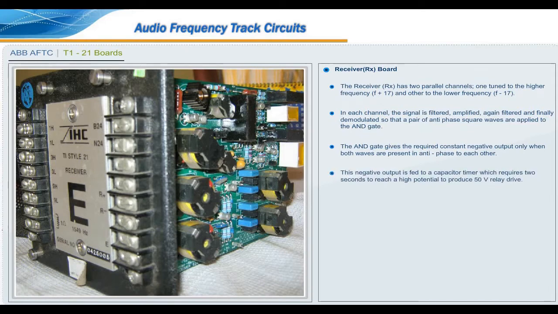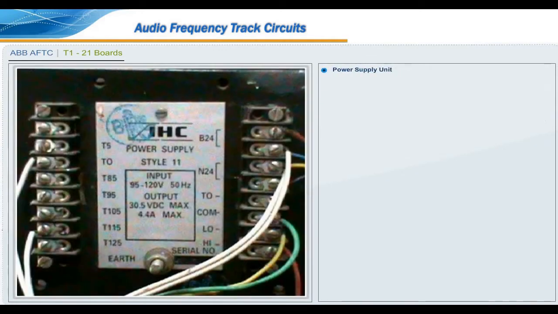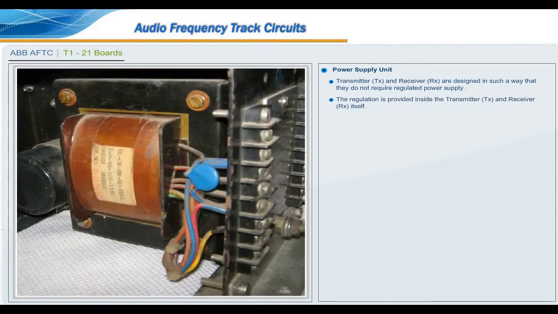This negative output is fed to a capacitor timer which requires 2 seconds to reach a high potential to produce a 50-volt relay drive. The power supply unit, transmitter TX and receiver RX are designed in such a way that they do not require a regulated power supply. The regulation is provided inside the transmitter TX and receiver RX itself. Hence, the power supply used for TI-21 is a simple unregulated power supply.